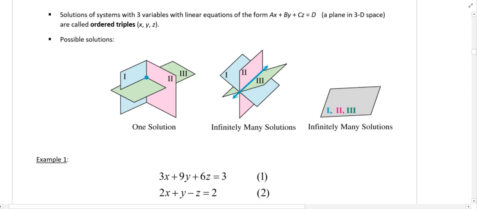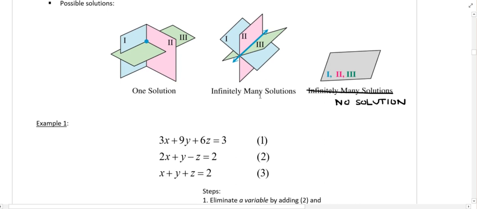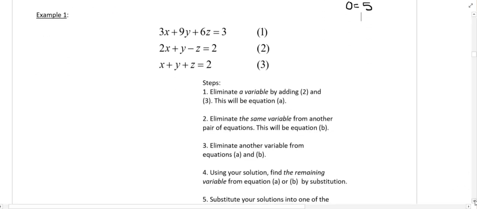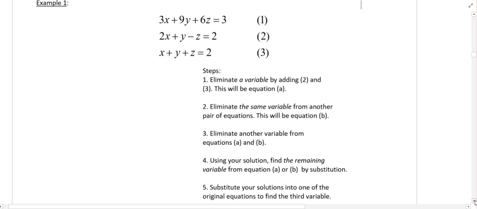This is a no solution, where they do not intersect, and they form a plane. Okay, so again, for the infinitely many, you would get a true statement, so you would get like a 0 equals 0, and the no solution, you would get a false statement, so like a 0 equals 5. So to do this, here's our steps. So we're going to do this with this first example here.